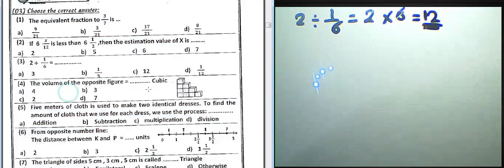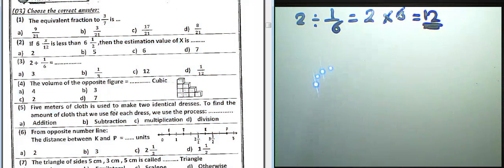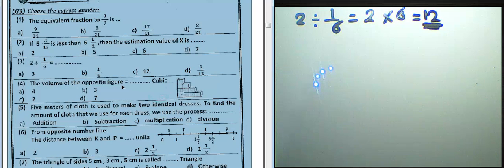The volume of the opposite figure equals space cubic. We can count all the cubes here. How many cubes? 1, 2, 3, 4, 5, 6, 7, 8, 9, 10. He asked about the volume of this figure.